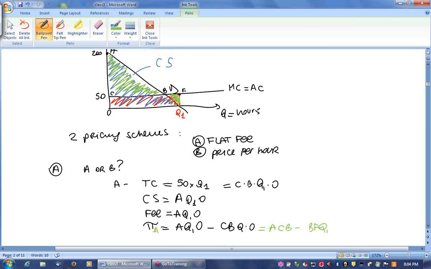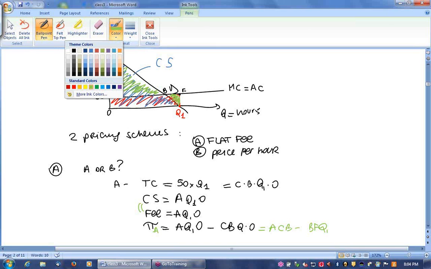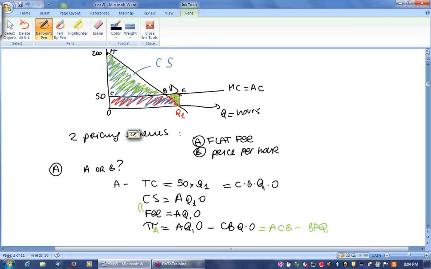Okay, so the flat fee is equal to the consumer surplus, and the costs are equal to the marginal cost times the number of hours that agents are going to use. So F is this point here, okay? So I need the edges of this triangle, so this is F.